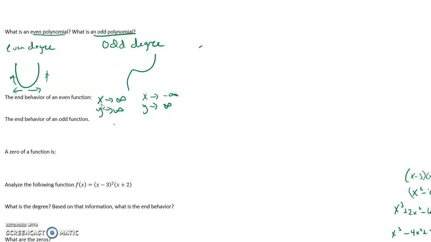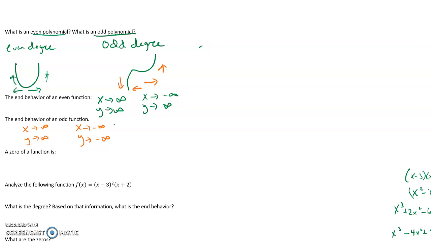Now with an odd degree function, as the x values go to infinity, the y values are going to infinity as well. So as our x's are increasing, our y's are also increasing. But as my x's go to negative infinity, or to the left, we can see that those y values are going down, so the y's will tend to negative infinity.